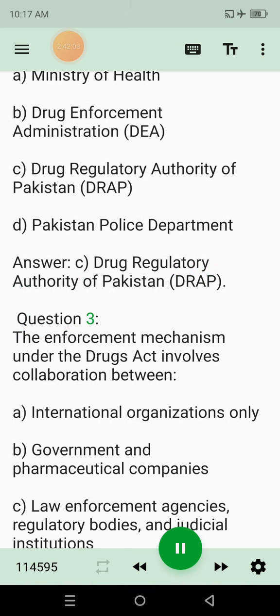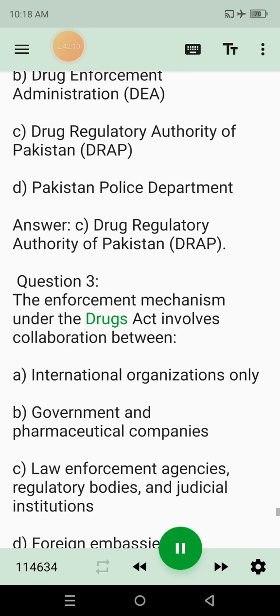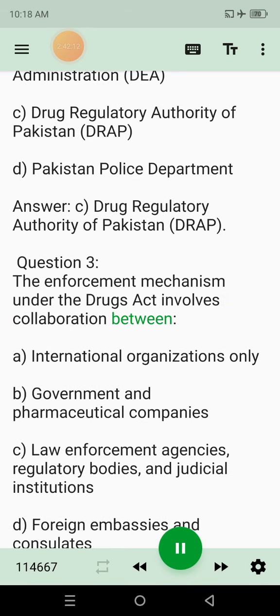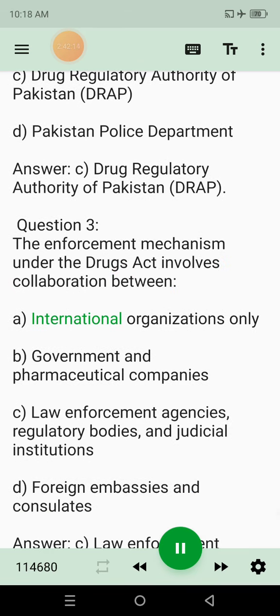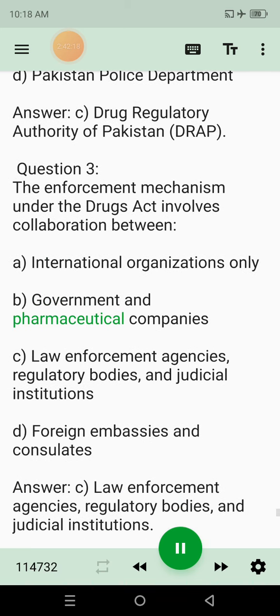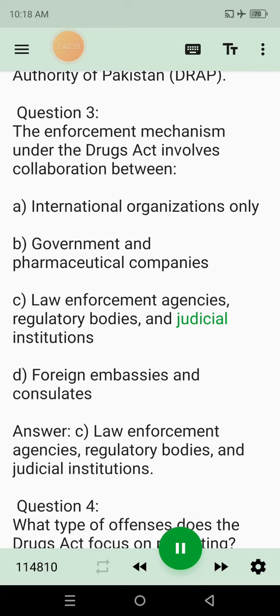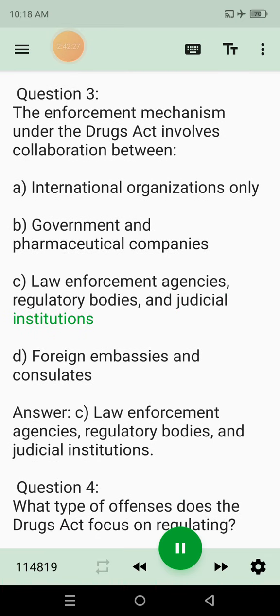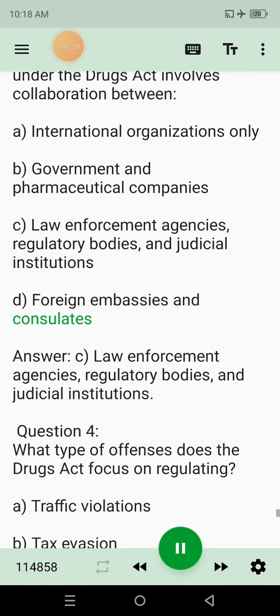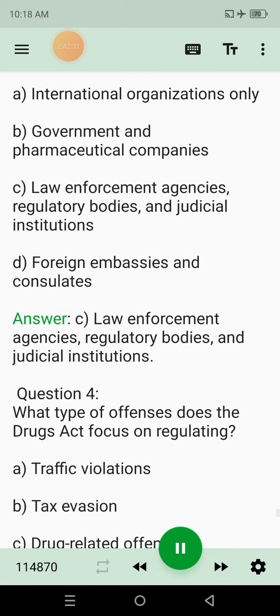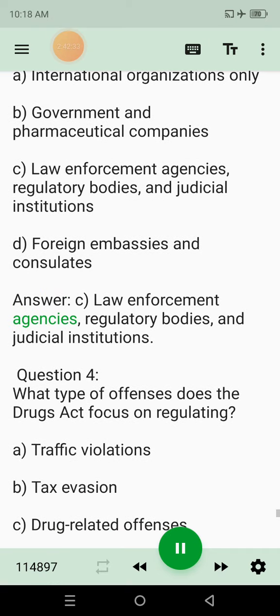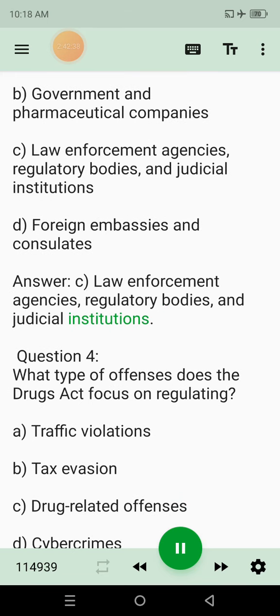Question 3. The enforcement mechanism under the Drugs Act involves collaboration between A. International organizations only. B. Government and pharmaceutical companies. C. Law enforcement agencies, regulatory bodies, and judicial institutions. D. Foreign embassies and consulates. Answer. C. Law enforcement agencies, regulatory bodies, and judicial institutions.